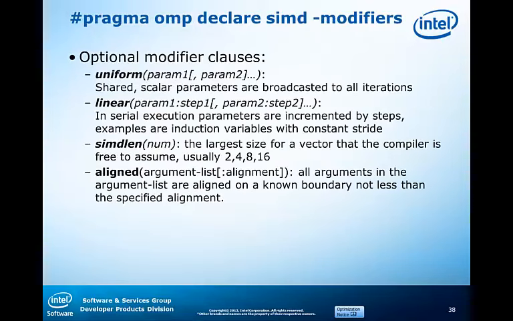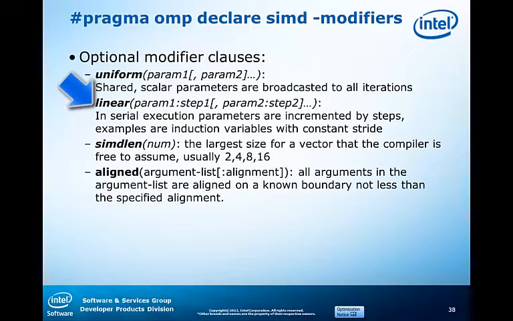Now let's take a look at some of the OpenMP SIMD modifier clauses. The modifiers for #pragma omp declare simd are similar to, but also in some ways distinct from, their #pragma omp simd loop counterparts. The uniform clause indicates a variable or array or pointer that the developer assures will not be changing once the function is entered. The syntax is uniform, then with a list of parameters. Shared scalar parameters are broadcast to all the vector lanes.